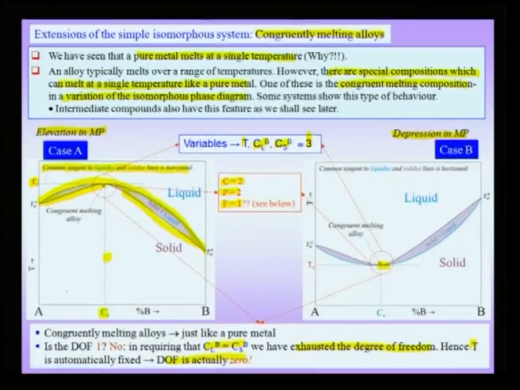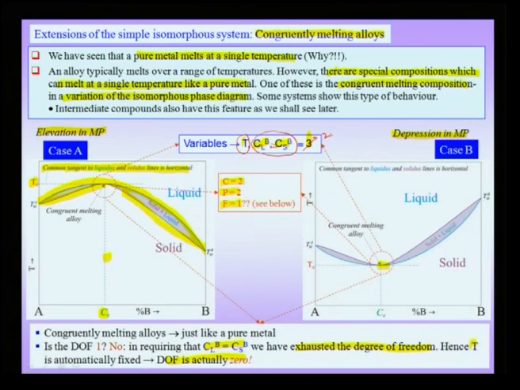of freedom is exhausted in putting this additional constraint on the compositions, which implies that actually we do not have 3 variables, we have only 2 variables, temperature and the composition of liquid, which becomes equal to the composition of the solid, and therefore, in effect the degrees of freedom drops down to 0.